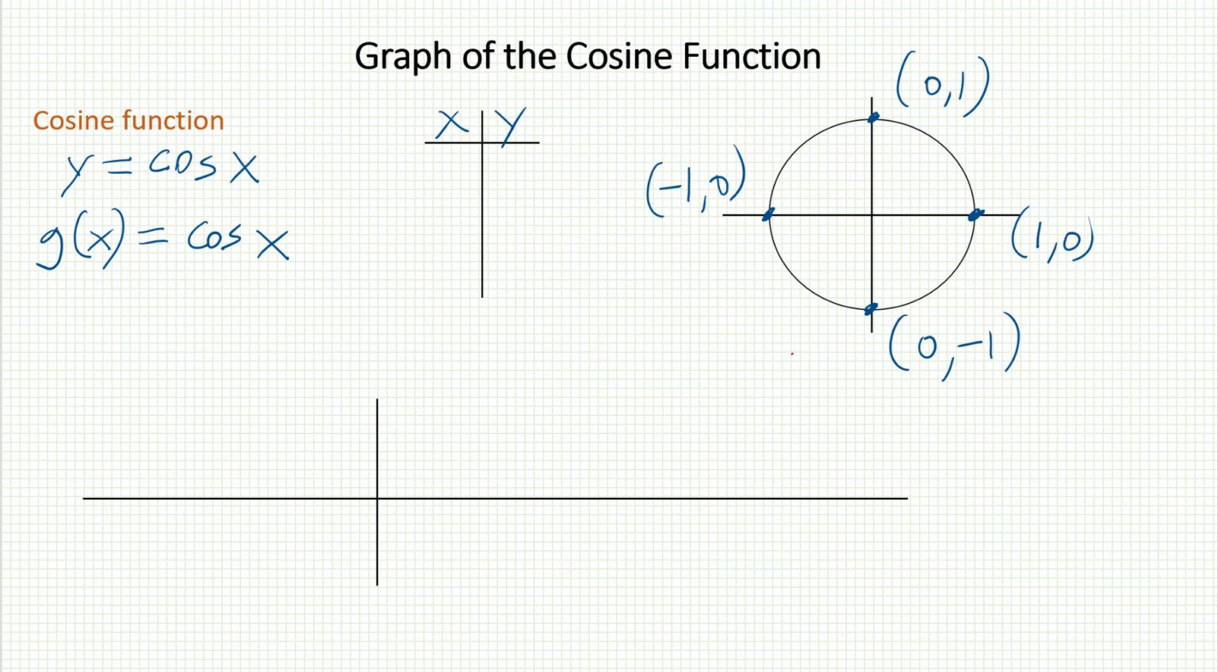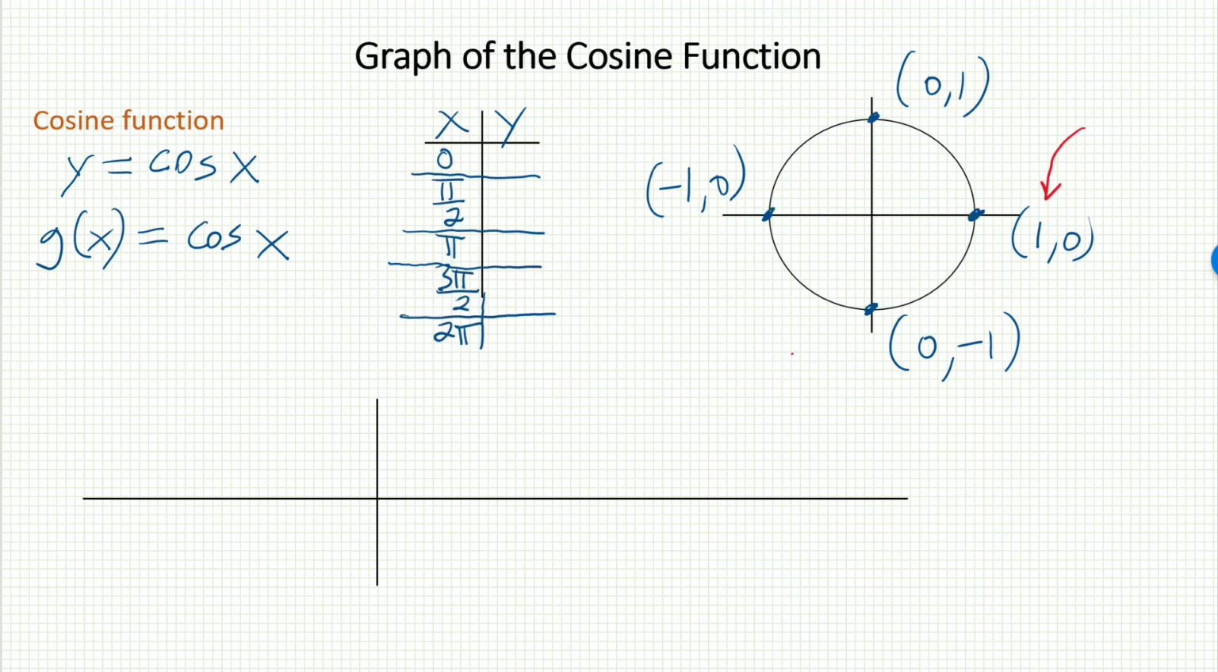I've marked my quadrantal angles. The cosine function will tell us the a coordinate at each of these places. As far as filling in the table, let's use those nice numbers, 0, pi over 2, pi, etc.